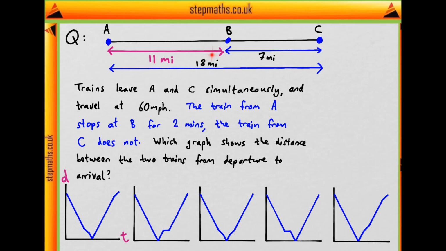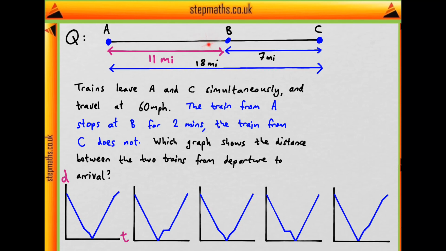So what's the first point of interest? Well, if they're going at the same speed, and C is closer to B than A is, then the train going from C is going to approach B first. But we know that this train does not stop at B, it just goes past it. So what's going to happen? So the train from C is going to reach the midpoint at the 9-mile mark, and train A is going to reach this midpoint, and they're going to pass each other.